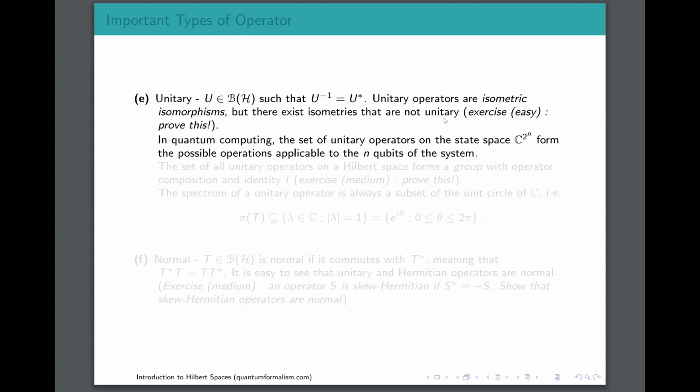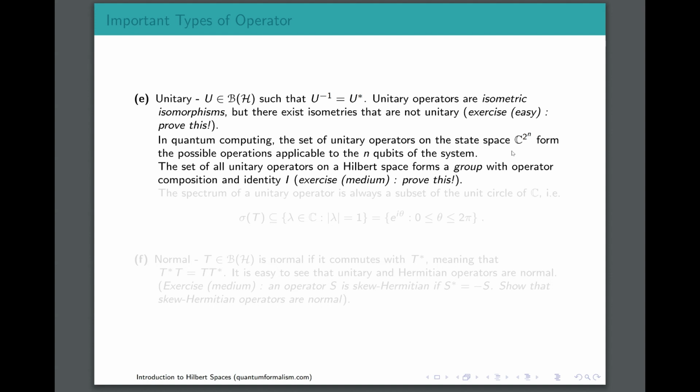In quantum computing, the set of unitary operations on the state space, which is always a 2 to the n power of the complex numbers, form the possible operations applicable to the n qubits of the system. Now, the word possible is perhaps doing a bit of heavy lifting here because there are some gates which are just going to be completely unrealistic to achieve, especially with the computers we've got today. But in theory, it is possible to have all of the unitary operations be the gates available to you on this n-qubit system.